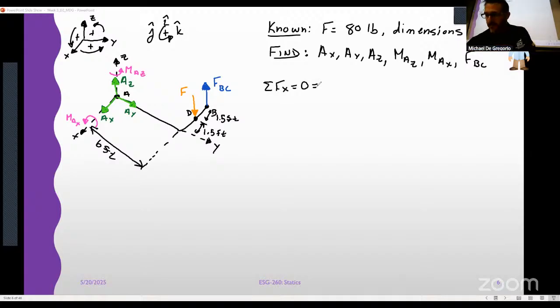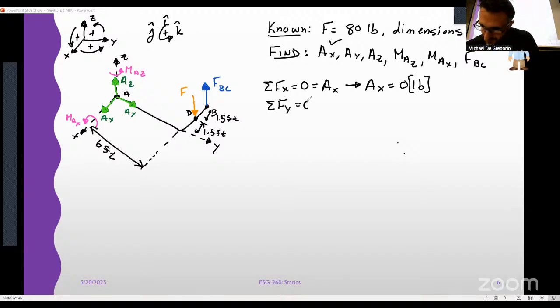AX. Anything else? Okay, check. What about AY? Let's sum the forces in the y direction. Well, it's AY. What else? Anything else? Nope. Are those in tension or compression? Trick question, it doesn't matter, they're zero.